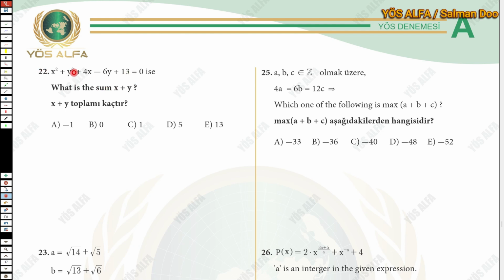So let's rewrite this as x squared plus, instead of 4x, we're going to write 2 times x times 2. Since we have 2 over here, we'll add 2 squared. In order to not change the value, we're going to subtract it again. So minus 2 squared. So the first part is done.